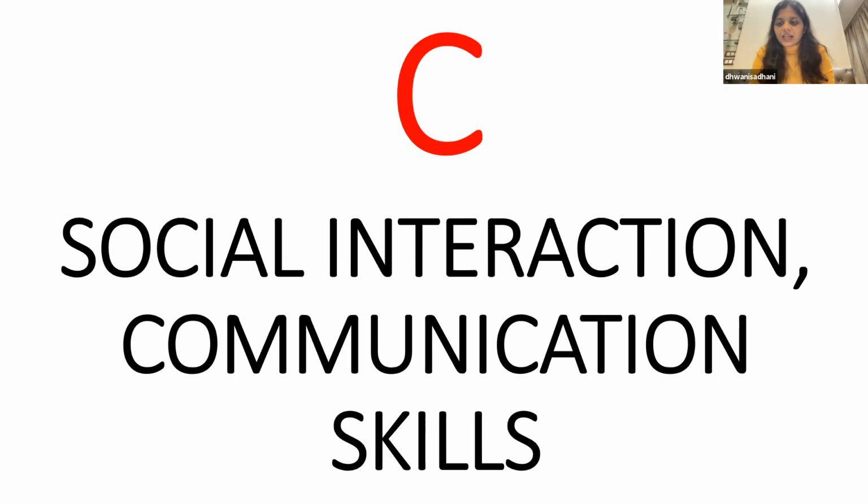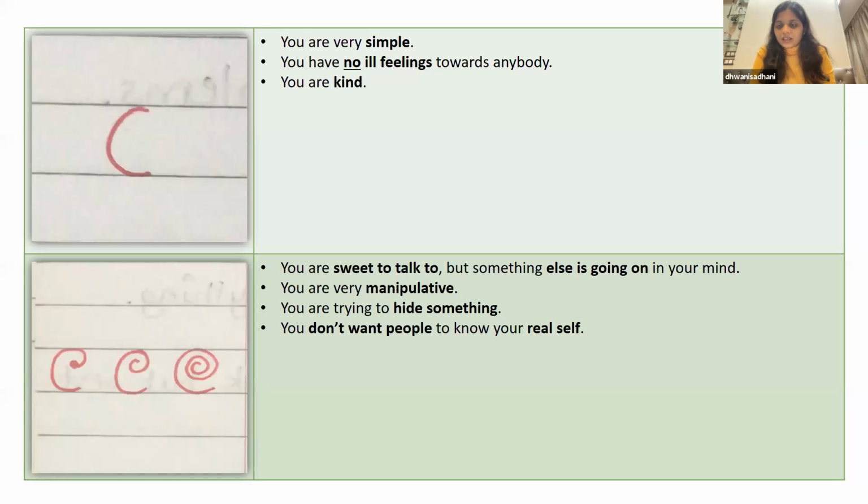C is a very simple letter and it has only two types. So now we're going to do the first type. The first C is ideal. The first C means that you're a very simple person. You're very kind and you do not have any ill feelings towards anybody. You're a simple person who doesn't think bad about others. All right, and we'll go to the second C.